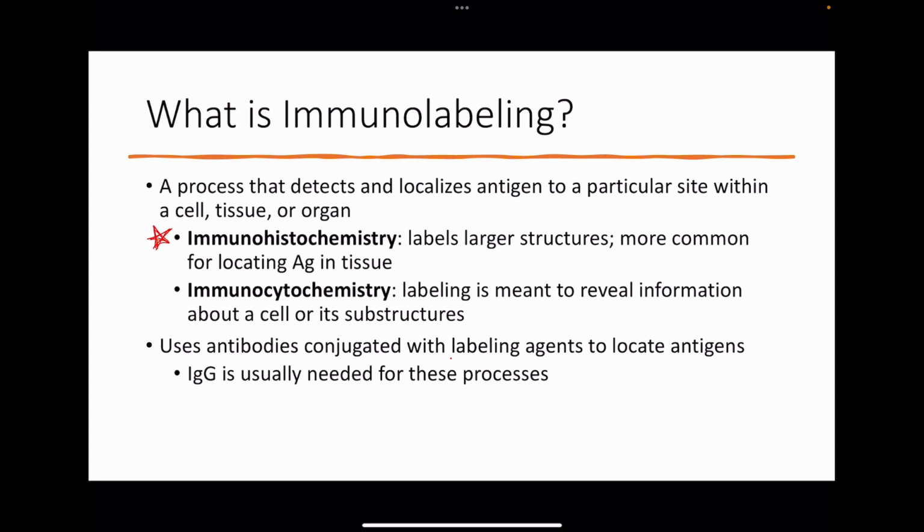However, we also have immunocytochemistry, which is meant more so to reveal information about a cell or its substructures. Since the overall immune response and antigens in general are a little bit bigger than cells, we're not going to focus too much on this. We'll focus mainly on immunohistochemistry. Now, this technology uses antibodies which are conjugated to labeling agents in order to locate these antigens. And the antibody that is the most commonly used for immunolabeling process is IgG.